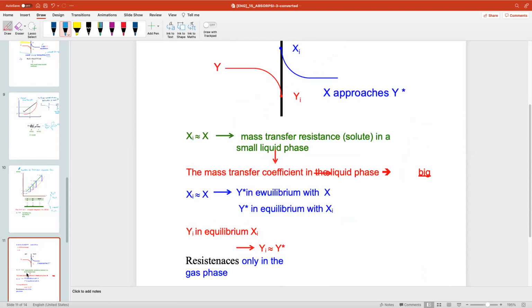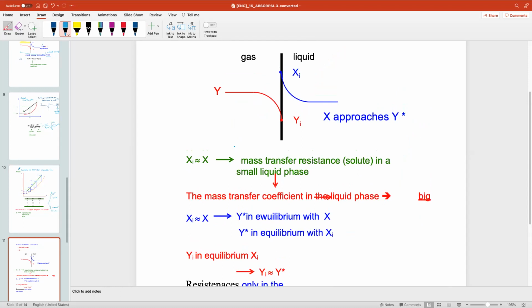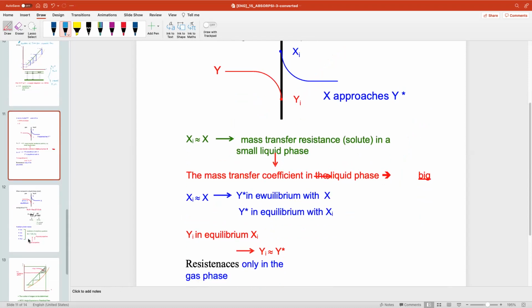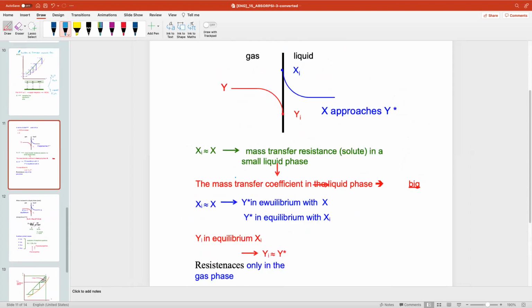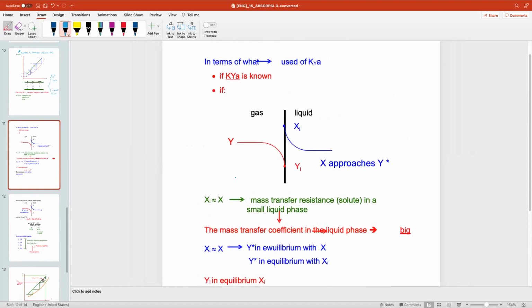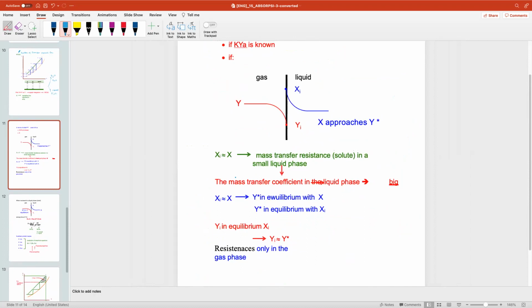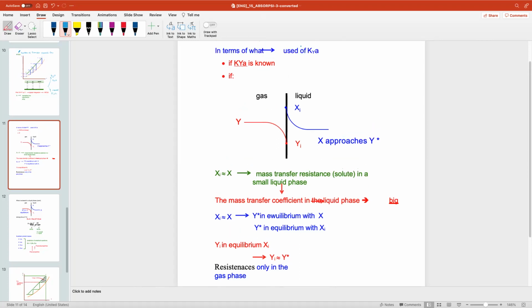So we also can find this one here. In terms of what if we use KYA? When we use KYA, the first case is when x approaches y, or the second case, if the mass transfer coefficient in the liquid is large enough.